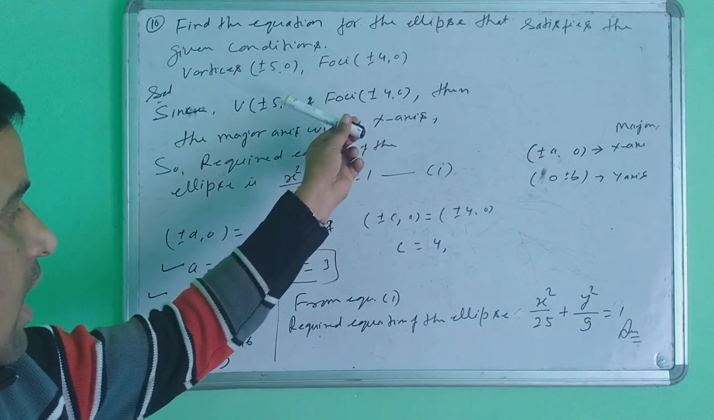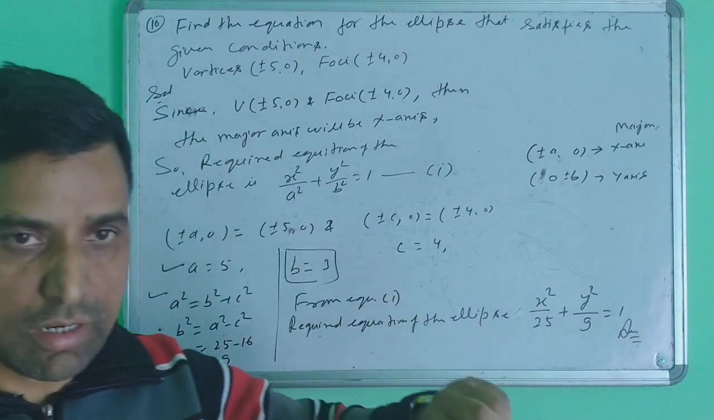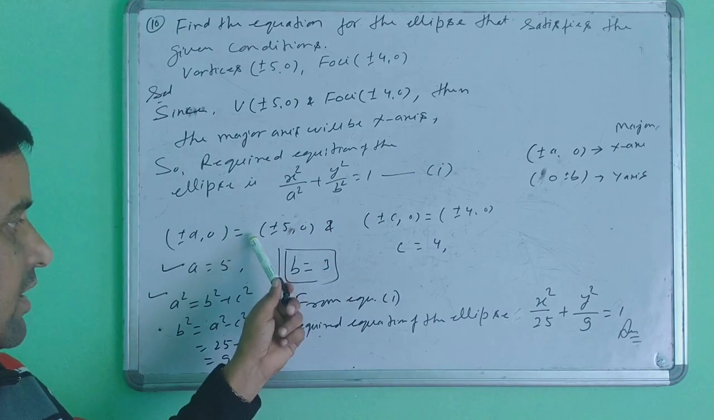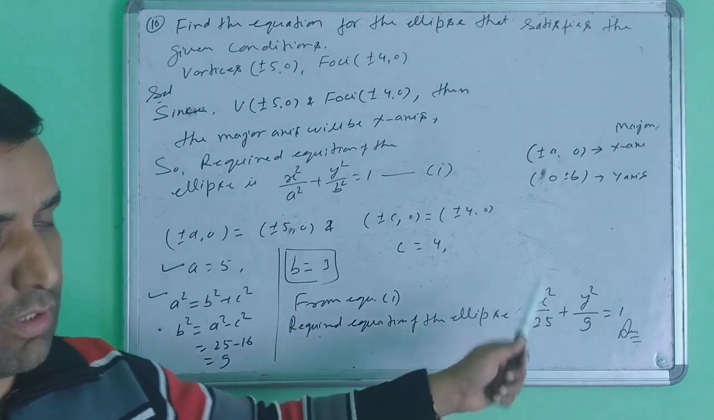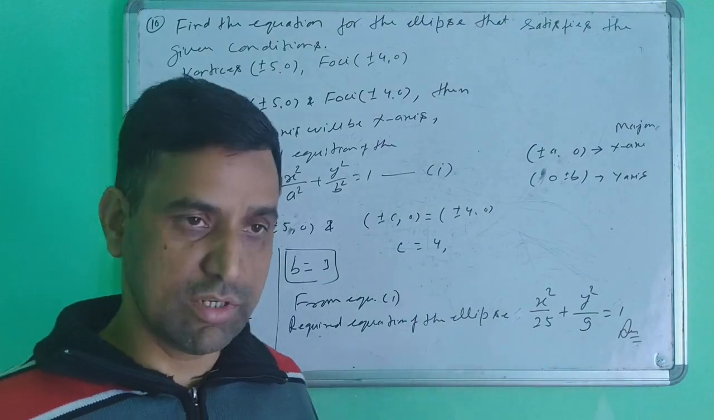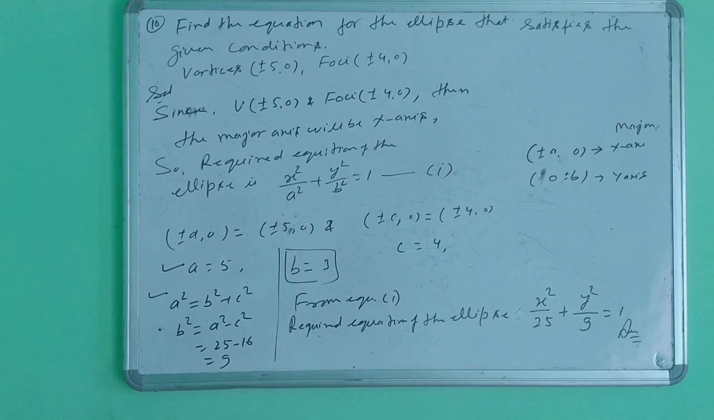So you will solve every question this way. First we check which axis is the major axis, compare the quantities accordingly, and then find the values of a, b and c. Then put the values in the equation and you get the required equation of the ellipse. Yes, note it down.